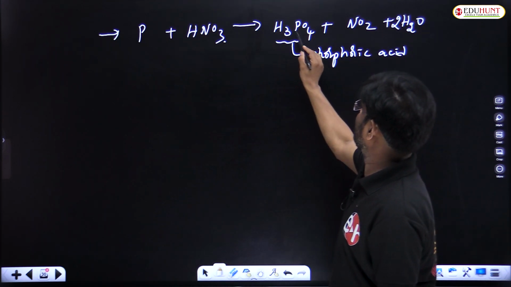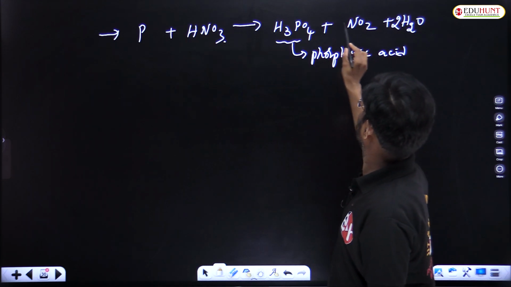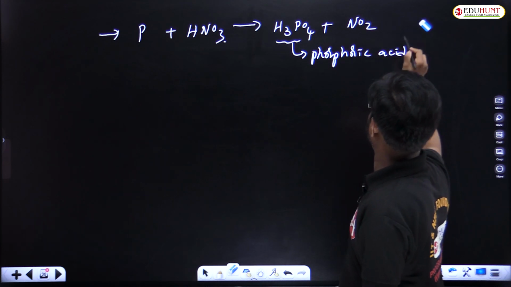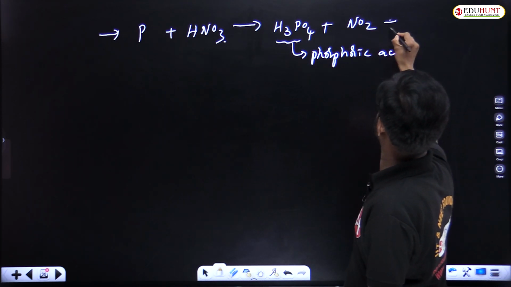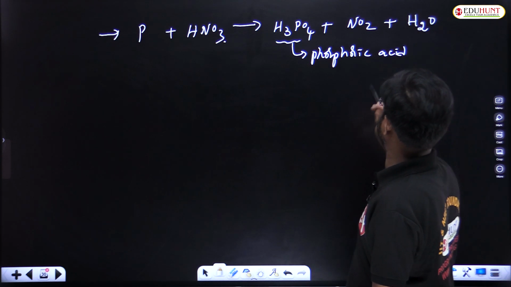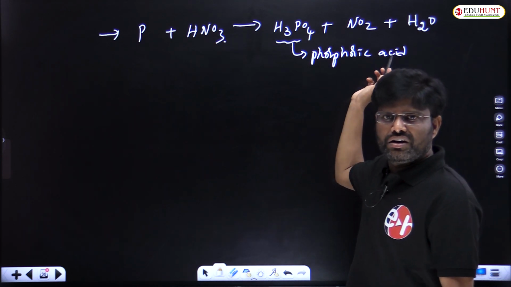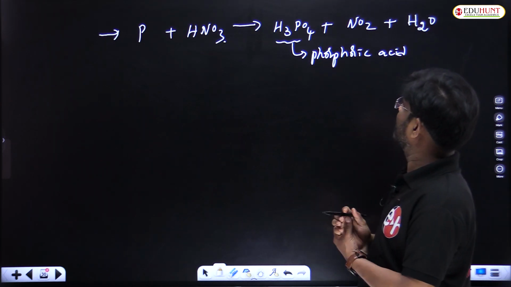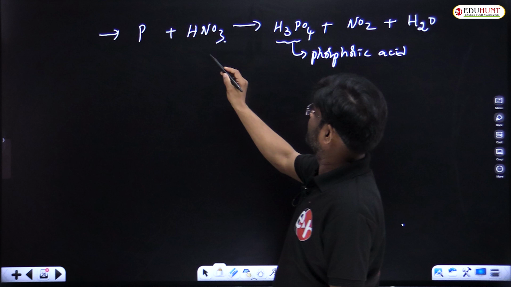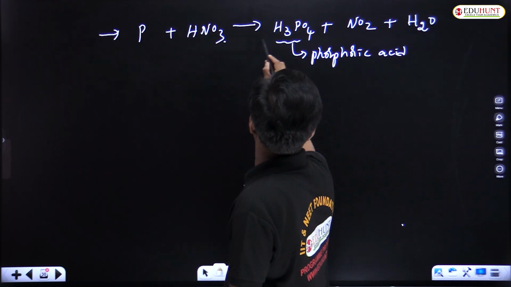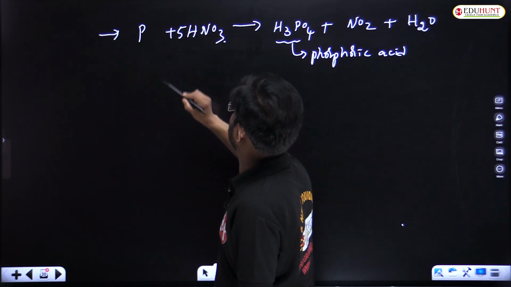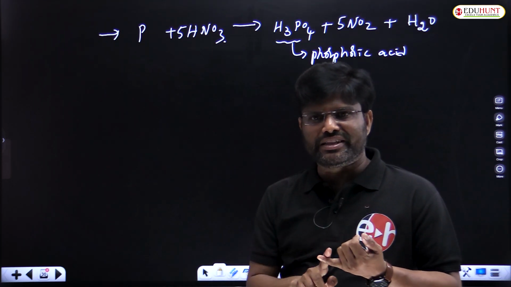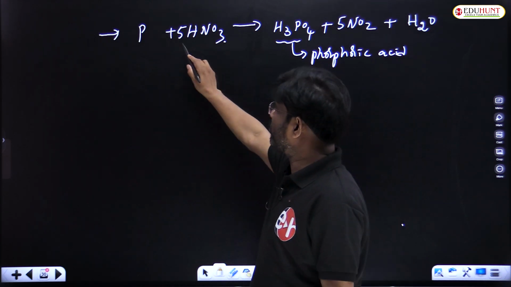Next, phosphorus, 1 phosphorus. Nitrogens, 1. So I am not keeping 2 there, I am keeping only 1. So 4 plus 2 plus 1, how much? 6. So here I am keeping 5. 5 nitrogens means 5 nitrogens. If I keep 1 here, this reaction is not satisfied.